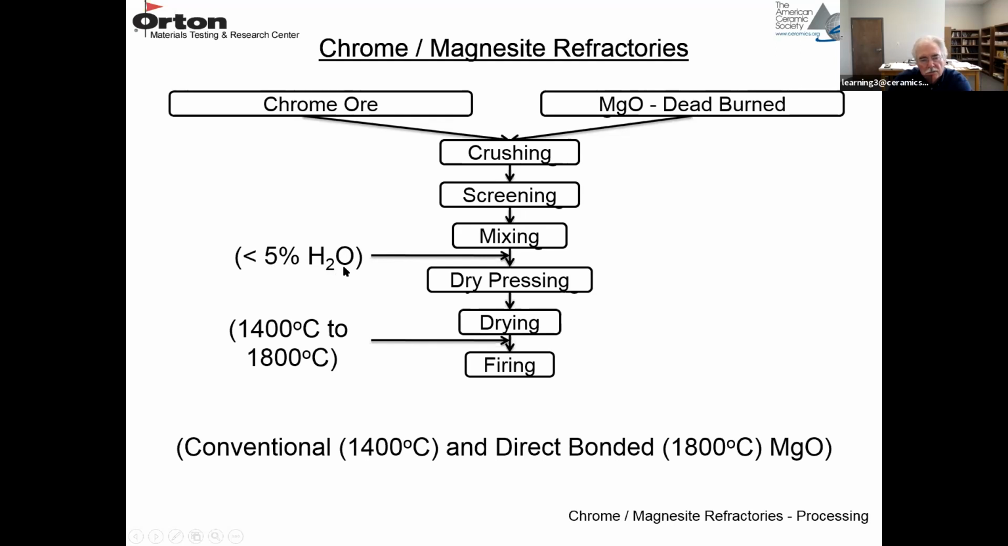You can add water here with the powder to form a dry pressing operation. The sample is dried. There's probably, in all of these, a small percentage of an organic binder mixed with the water to give it some green strength after dry pressing. And then after drying, it's fired. If it's fired at a low temperature, 1400 degrees C, it'll be a conventional chrome magnesite or magnesite chrome material, and direct bonded, fired at a high temperature, 1800 degrees C. So it'll be direct bonded chrome magnesite or magnesite chrome.